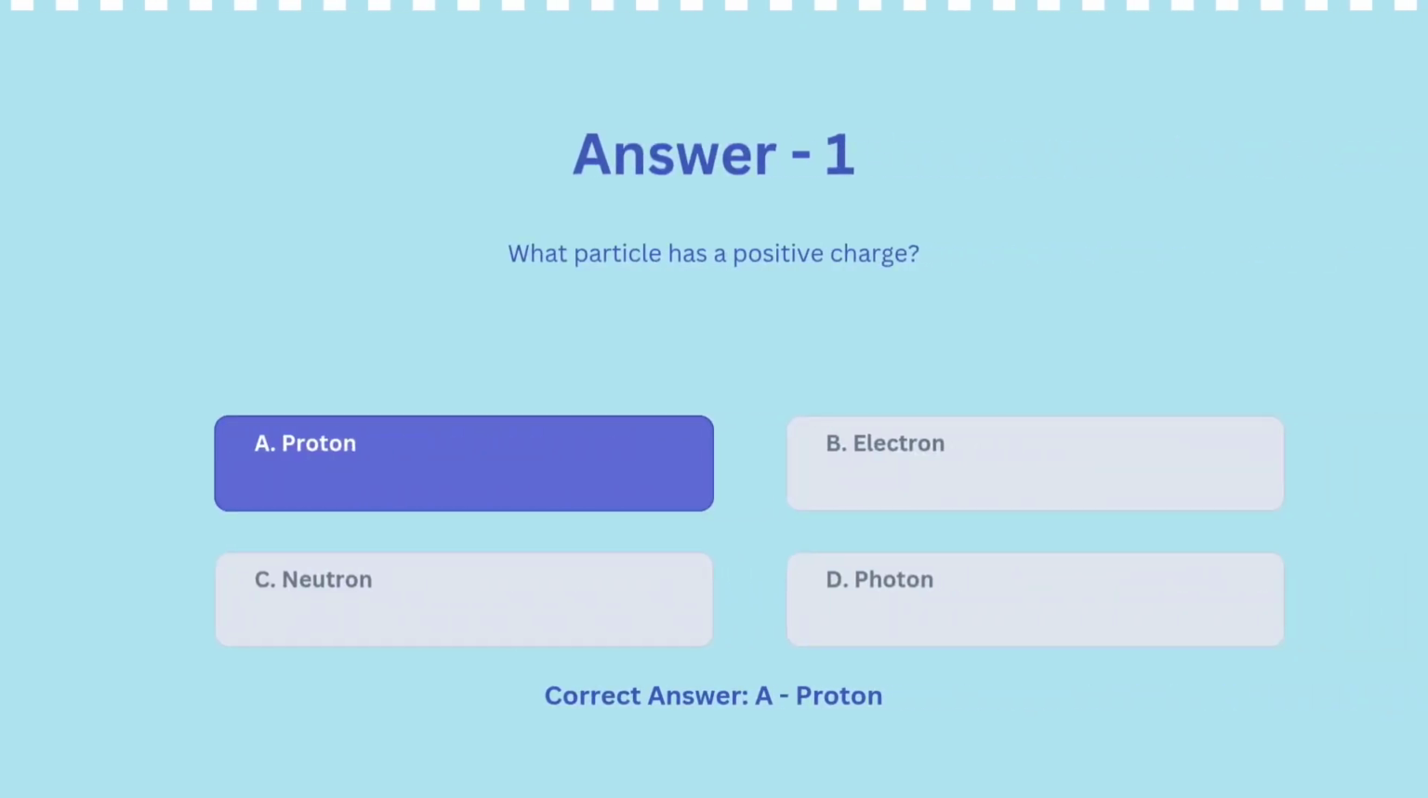Well, the answer is proton. The proton is positively charged inside the nucleus, and it is the one that is supporting the electron orbiting around it. So basically, you can say it's a major part inside the nucleus along with the neutron, but that is another thing.